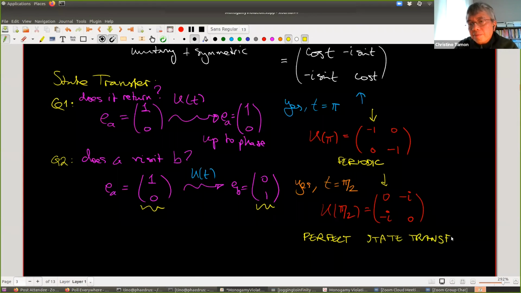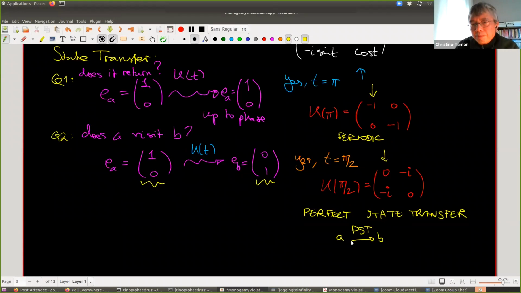from A to B. So let's say this is the notation we'll use. And the time is pi over 2. And here periodic essentially is A to A, if you like. You can argue this is also a PST, but at time pi. Okay, good.